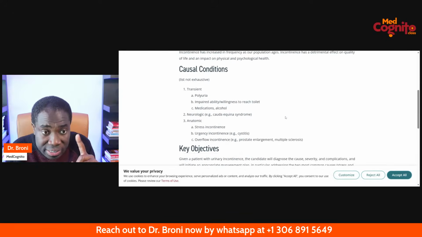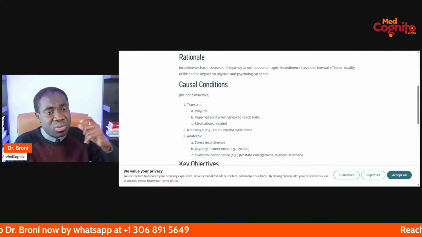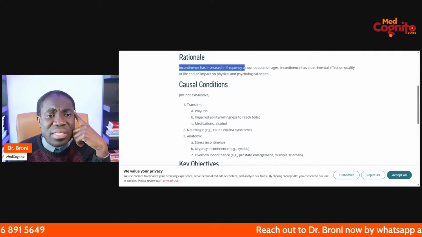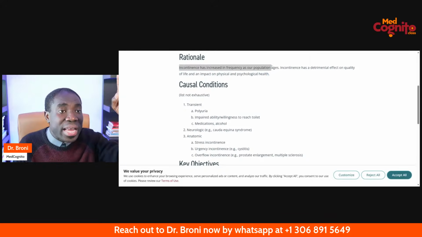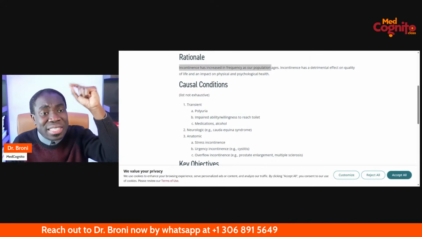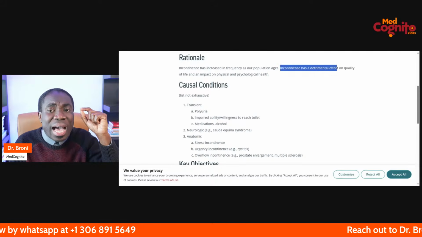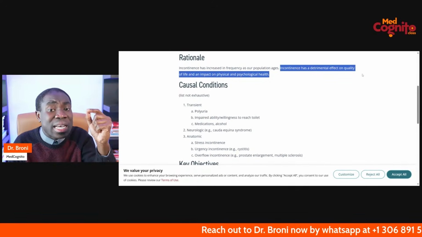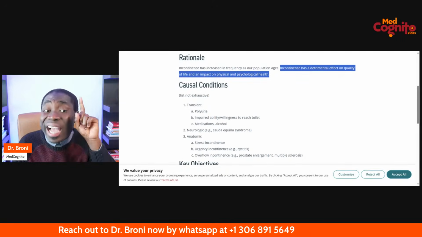And look at what they state, because before we go into why the rest of the answers were wrong. The rationale is that incontinence has increased in frequency as our population ages. That is why they dropped that question of a 70-something-year-old gentleman, right? Incontinence has a detrimental effect on quality of life and impact on physical and psychological health. That's why I said that it will even have an effect on the guy's sleep.